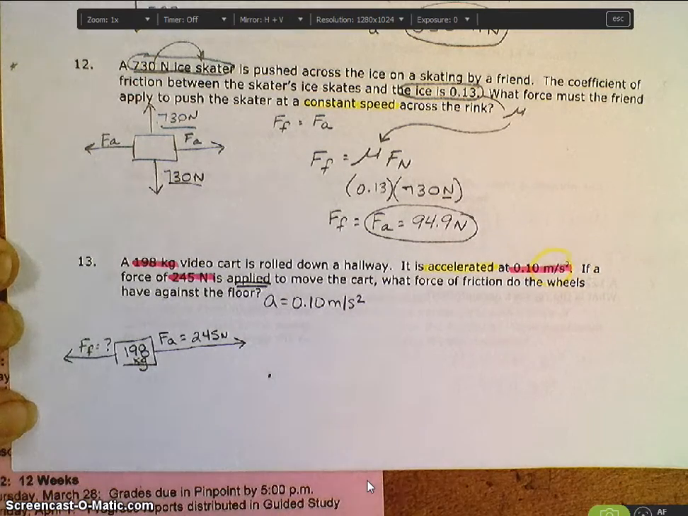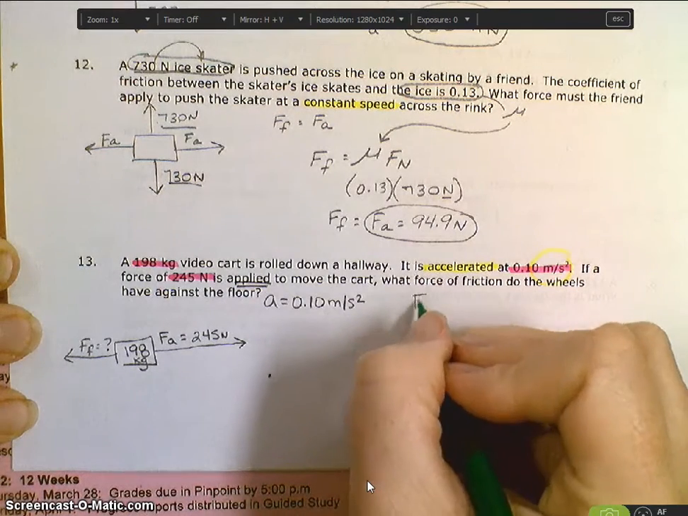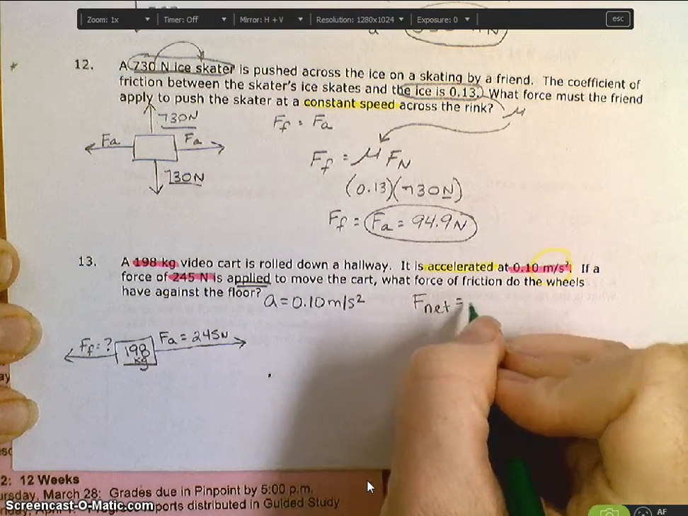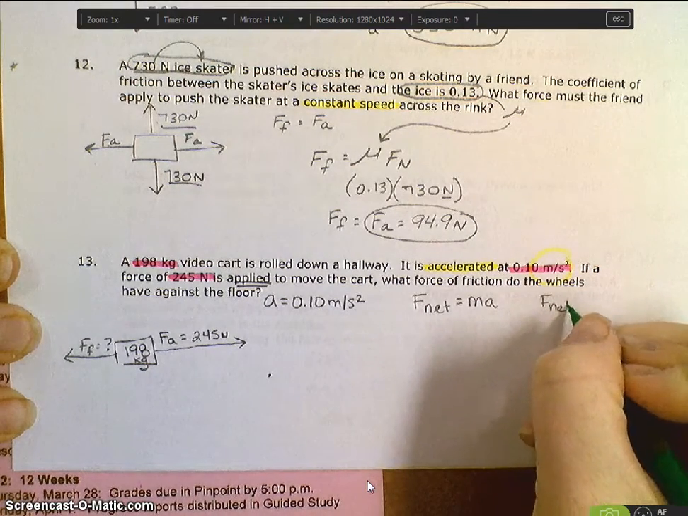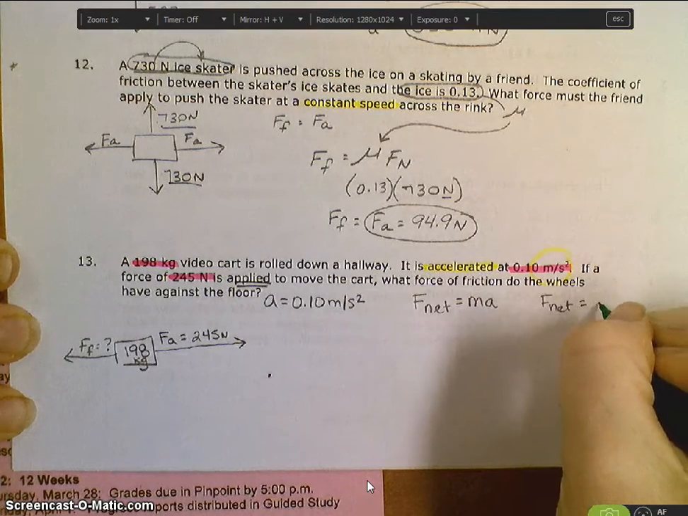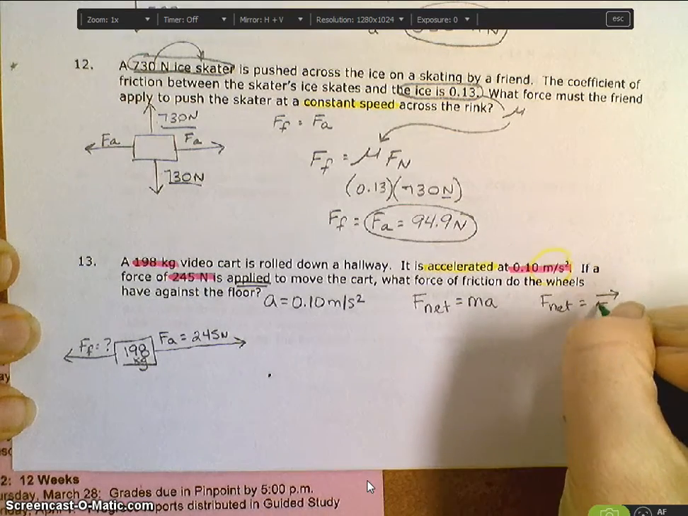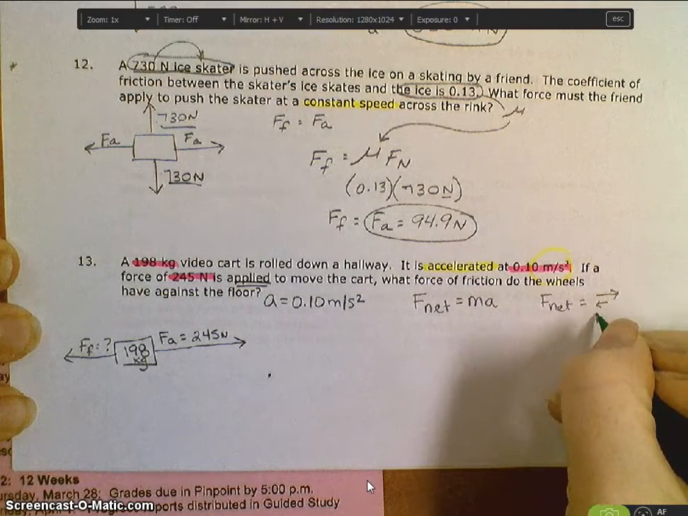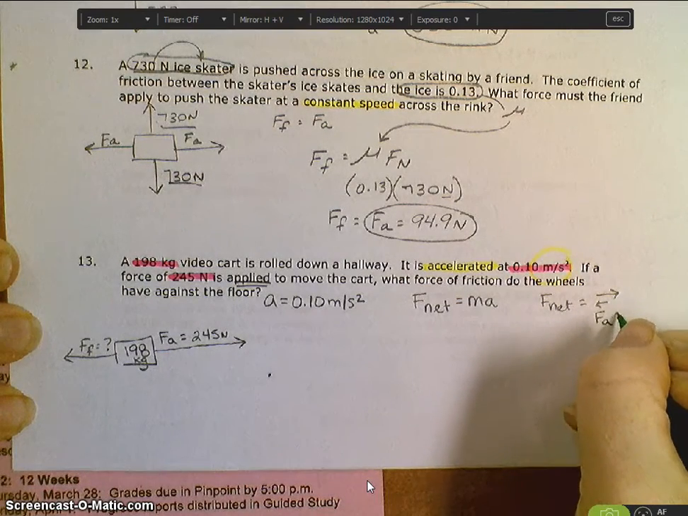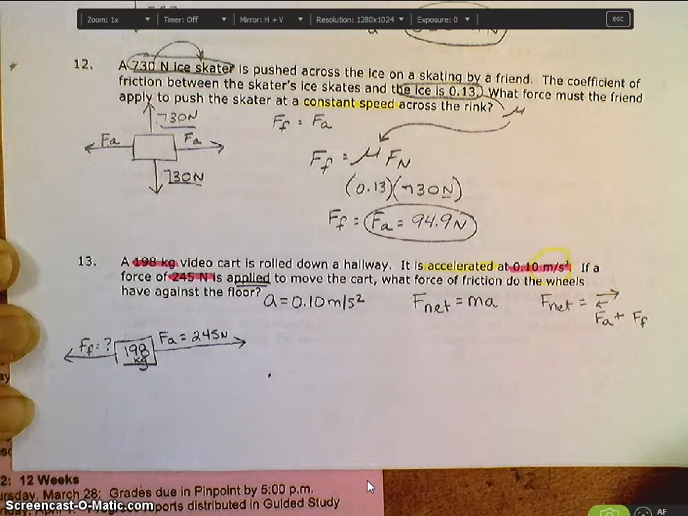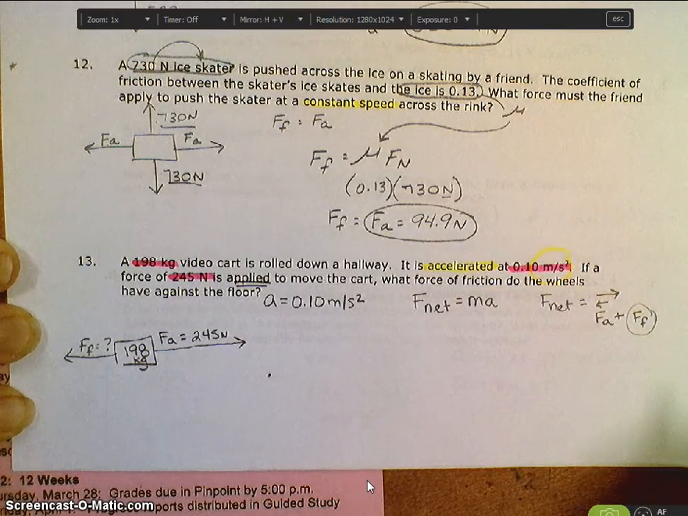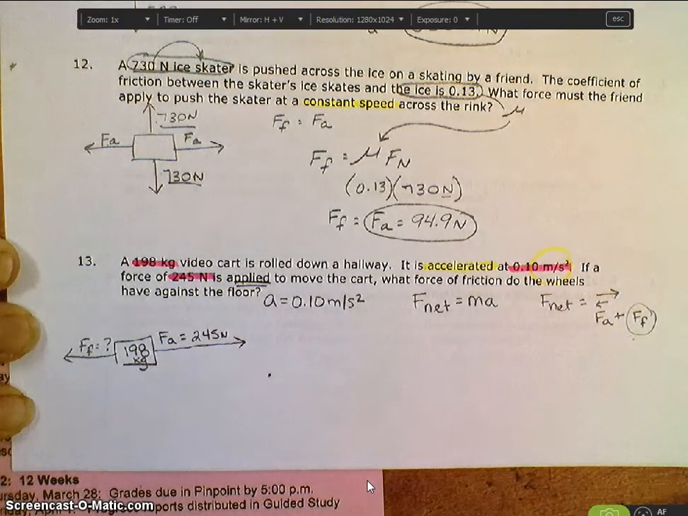Okay, now there are two equations that I know I will have to use in accelerated motion. I'm going to need F net equals ma. I also need F net equals my right plus my left. As an equation, FA plus FF. This is ultimately what I've asked for in the question. Okay, it says, what is the force of friction? So that's the last equation I'm going to use.